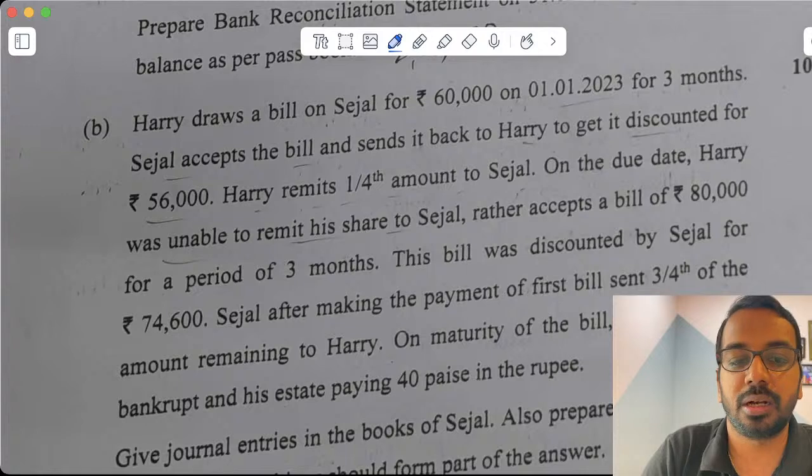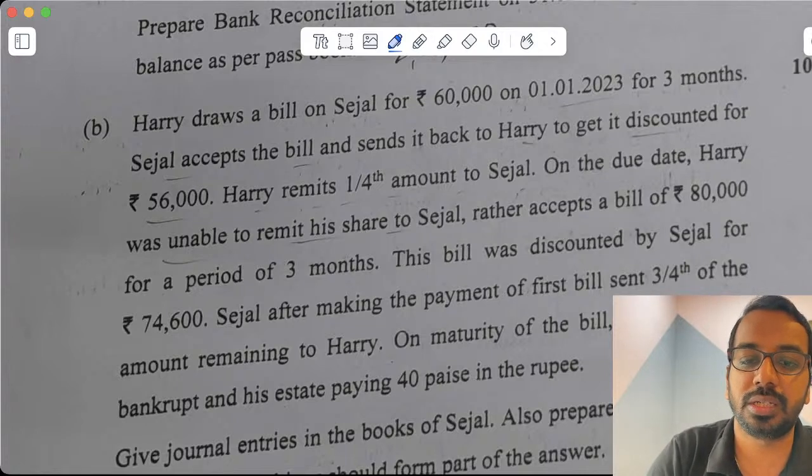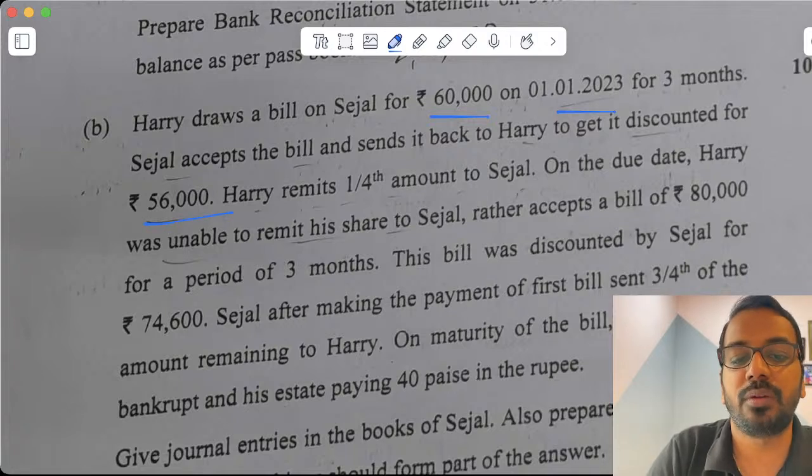Then we have this one on bill of exchange. Harry draws a bill on Sejal for 60,000 on 1st of January. Sejal accepts the bill and sends it back to Harry to get it discounted for 56,000. Harry remits 1/4 amount to Sejal.